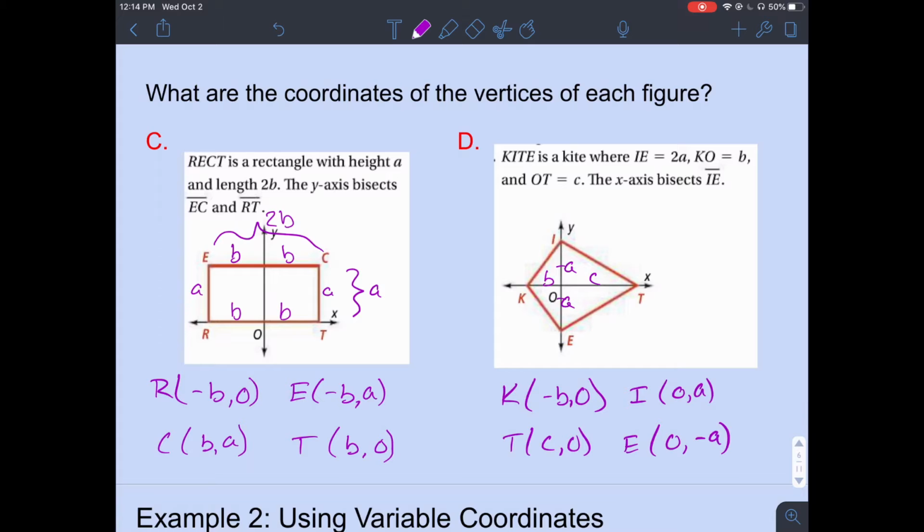So now, as we go around this, we're going to have B units to the left to get to K, so that's negative B going to the left, up or down 0, so that's going to be negative B, 0. I would be 0 on the x, A units on the y, so we're going to go 0, A. T should be located C units to the right, so that's going to be C, comma, 0, because it's on the x-axis. And finally, E, you're going to go left to right 0, because it's on the y-axis, and we're going to go down a negative A units.